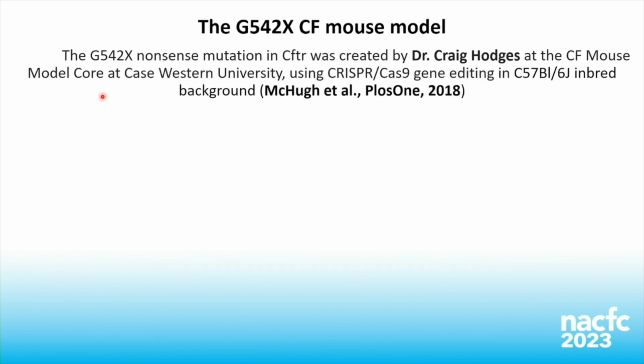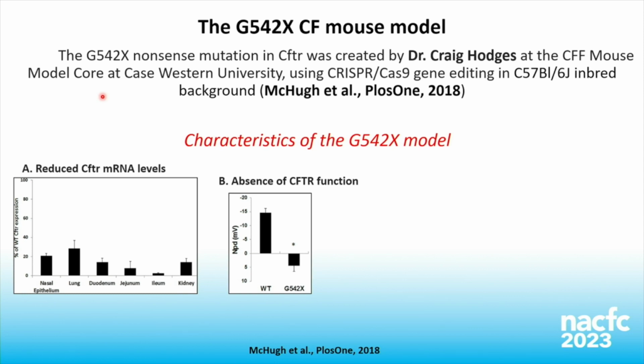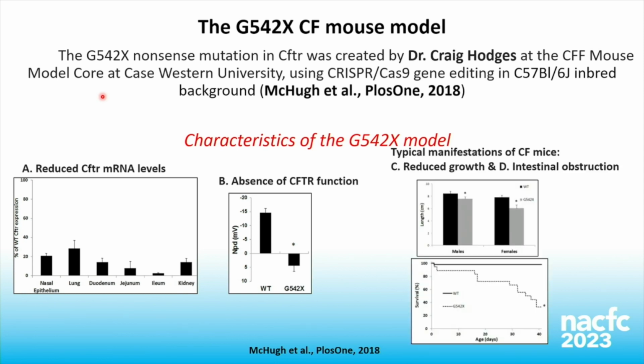So the mouse model that we used was developed by our collaborator, Dr. Craig Hodges. You might have heard of him before, and the rest of the Case Western Cystic Fibrosis Mouse Model Core. We used their G54X stop gain mouse model, first introduced in 2018. And we know this is a really robust mouse model for a number of reasons. One, it greatly decreases the level of CFTR mRNA in the lungs, the nasal epithelium, GI tract, and the kidney, and decreases CFTR protein activity. And it also leads to the classic signs of CF in the affected mice, including intestinal obstruction and a decrease in growth and survival.